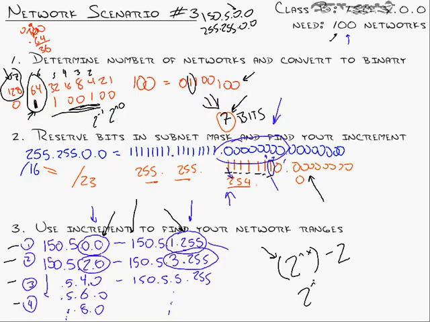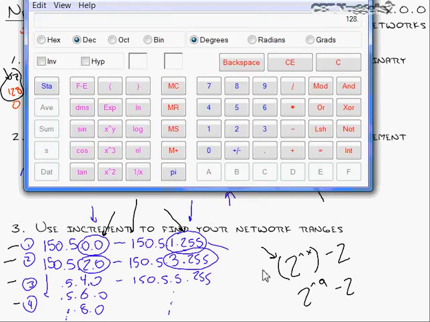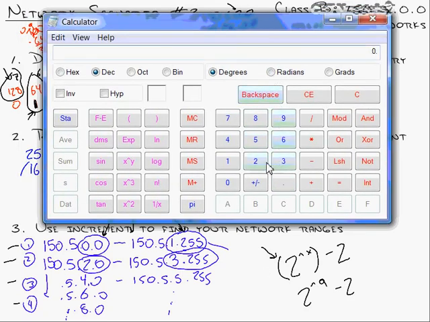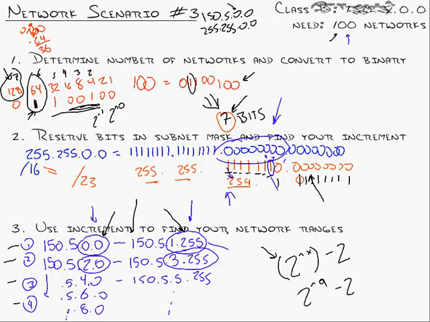So in our case, 2 to the power of x, x is 1, 2, 3, 4, 5, 6, 7, 8, 9 zeros. We have 9 zeros left over in our subnet mask. So 2 to the power of 9 minus 2 will give us that equation. Now again, if you've got your calculator, that makes it a lot easier. We can go 2 x caret y, this fuchsia one, 9 equals 512 minus 2, 510. So there are 510 hosts per network here.